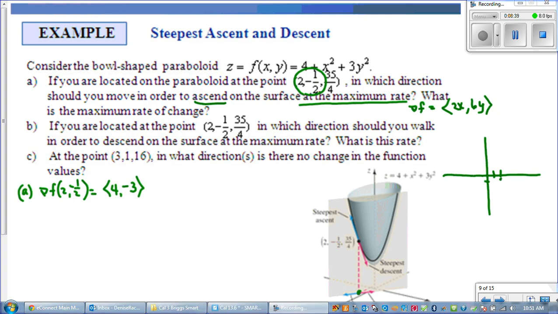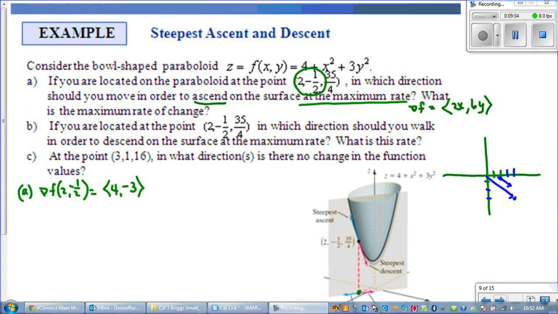So we're right here. And now we're going to go in the direction of 4, -3. Remember, if you were plotting that 4, -3, you would actually plot it as 4, -3. It would be this direction. But we can put that here at this vector and make it a unit vector. So we just want to move parallel to that gradient. So we want to go in that direction.